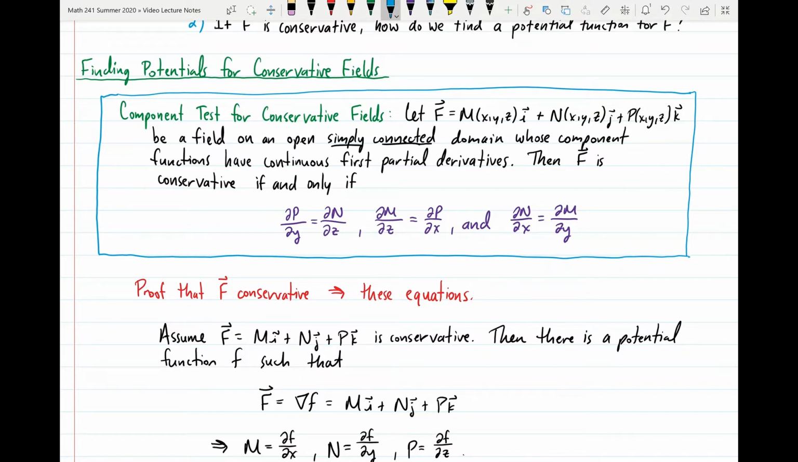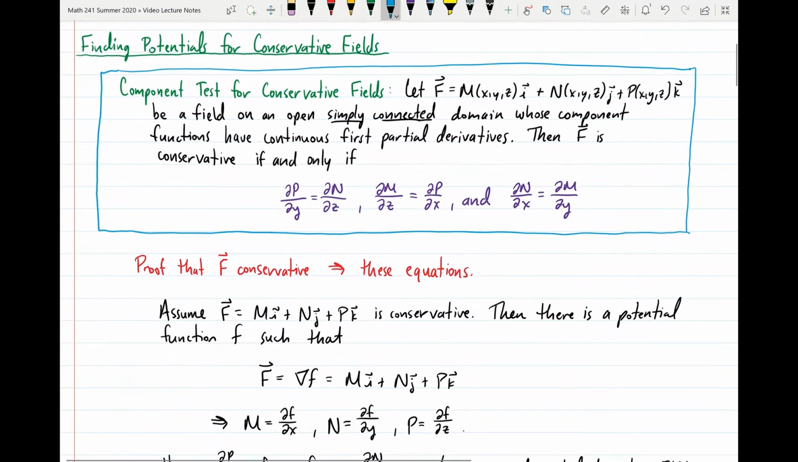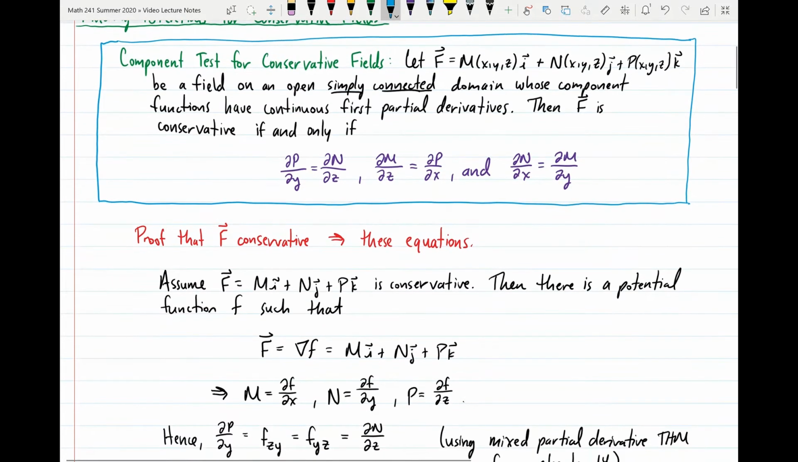So notice here we specify that the domain has to be simply connected. I think this is the first time in any of the theorems that we require the domain be simply connected. And I talked in the last video about what simply connected means. And again, the component functions must have continuous first partial derivatives for the three different partial derivatives. Then, if this is the case, our vector field F is conservative if and only if these following equations hold.